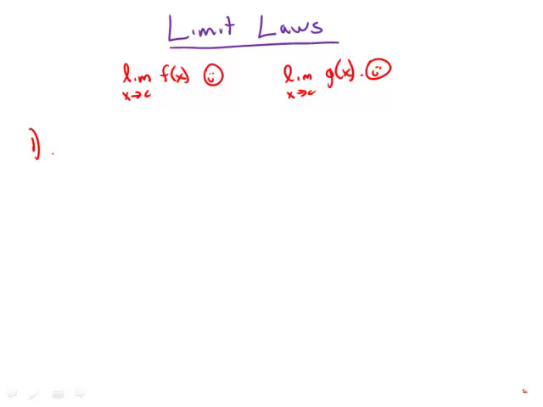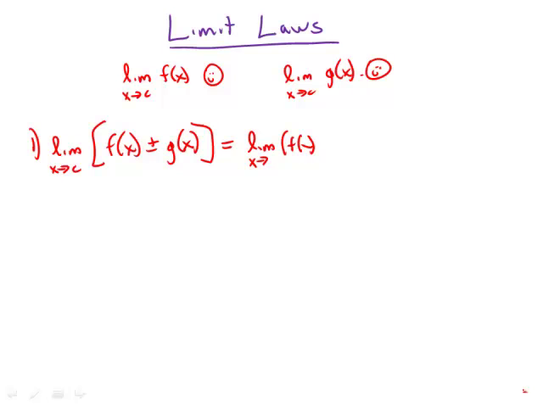Then, first of all, it's true that if we take the limit as x approaches c of the sum or the difference of f of x and g of x, if we add them or we subtract them, well, then that's going to be the same thing as taking the limits separately and adding them or subtracting them. So the sum of the limits is the limit of the sum. The difference of the limits is the limit of the difference. Okay, very interesting.